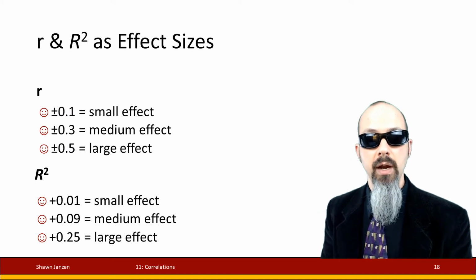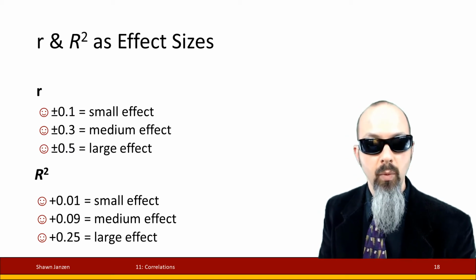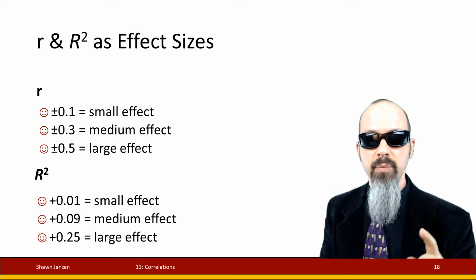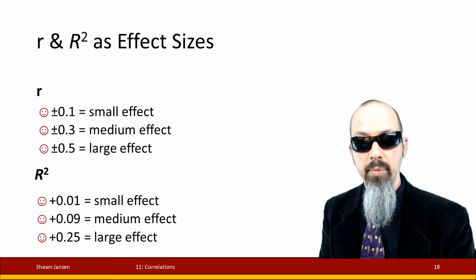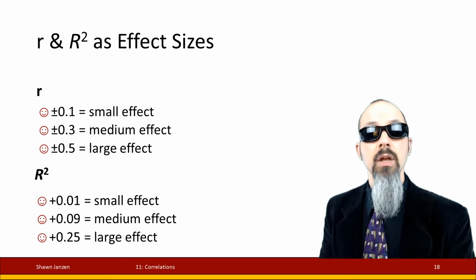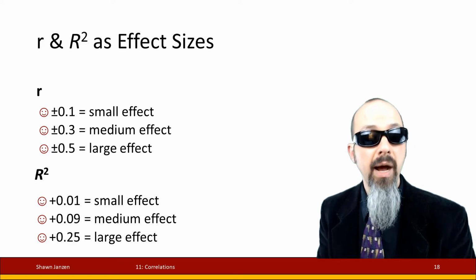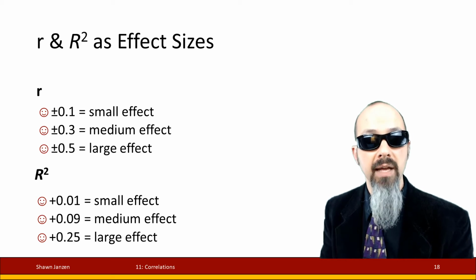And for r squared, we're going to go real low, and we're going to do plus 0.01, plus 0.09, plus 0.25 for small, medium, and large respectively. Note that all of the r squareds are positive numbers because when you square r, even if it's negative, you're going to get a positive number.